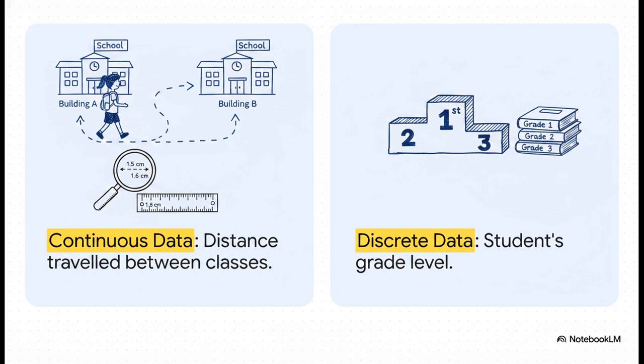And we can refine our toolkit even further by breaking down those hard numbers. Continuous data involves measurable amounts that can be broken down into infinitesimally smaller fractions. Think about the exact distance you travel between classes. Now put that side by side with discrete data, which are distinct, countable values. You can't be ranked 2.5 in your class, right? A student's rank or grade level is a solid, discrete integer.